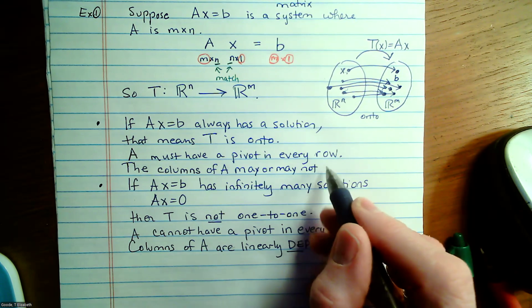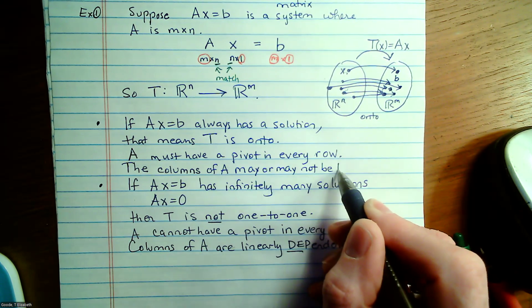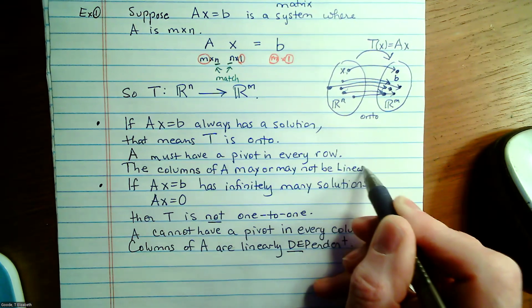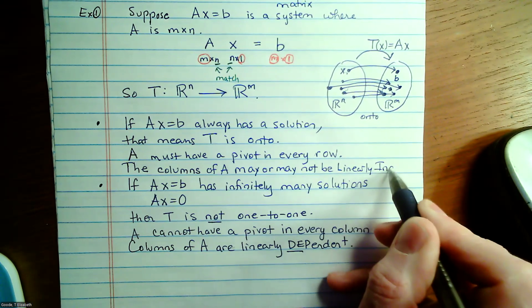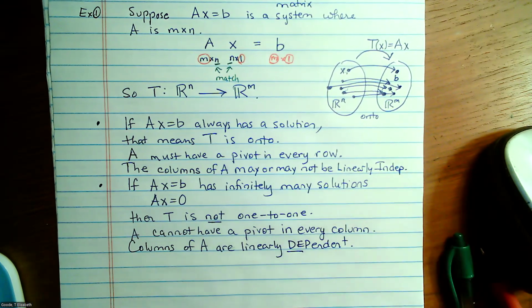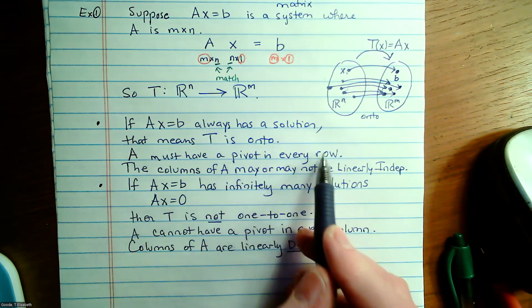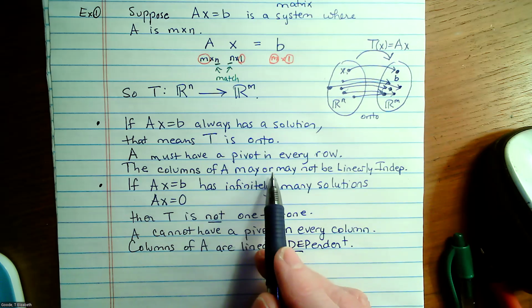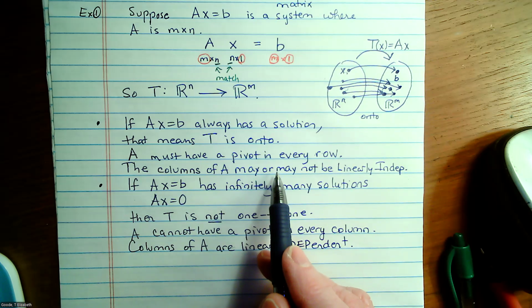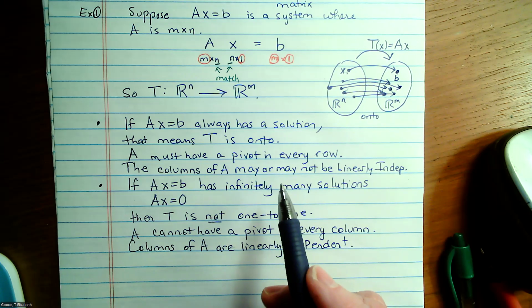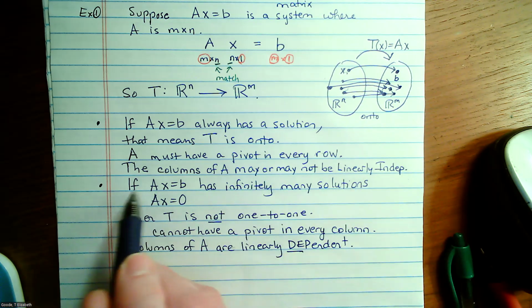And here, the columns of A may or may not be linearly independent. It depends upon the size of A, right? Like if A has a pivot in every row and the number of columns is less than or equal to the number of rows, then we've got a pivot in every column and we've got linear independence. You see what I mean?